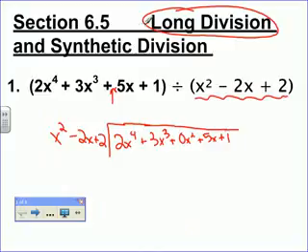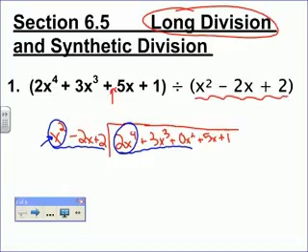Now, here's the key. In order for this polynomial over here to go into this one, we're going to do these three terms going into these three terms first. And the first thing you do is match this first term. So in order to match 2x to the fourth, we need to multiply x squared by 2x squared. So that's what you put up here.